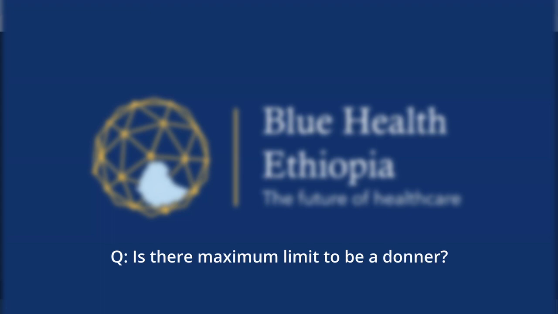Thank you so much. We have tried to say somebody can donate several times, but the interval between donations should be a minimum of 3 to 4 months, as long as that person is healthy, and can donate as many times as possible.